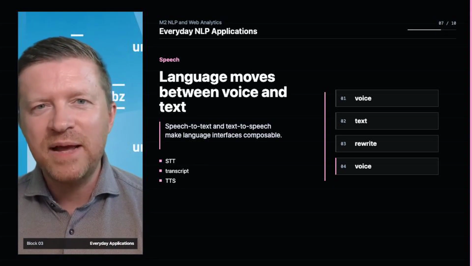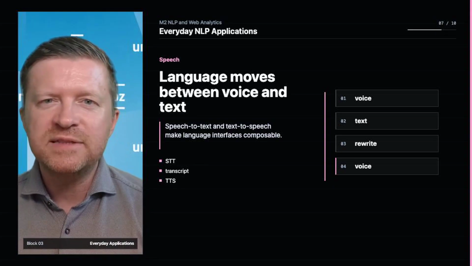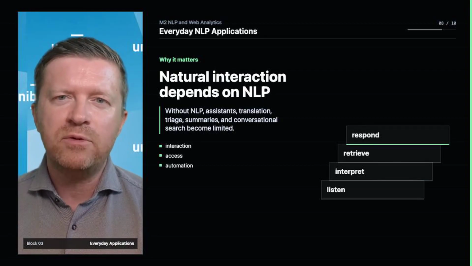So why does this matter? Imagine computers could not process human language.